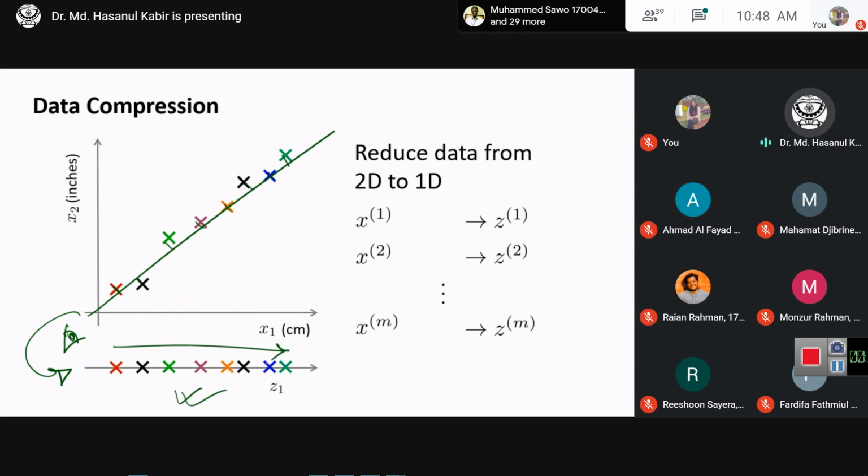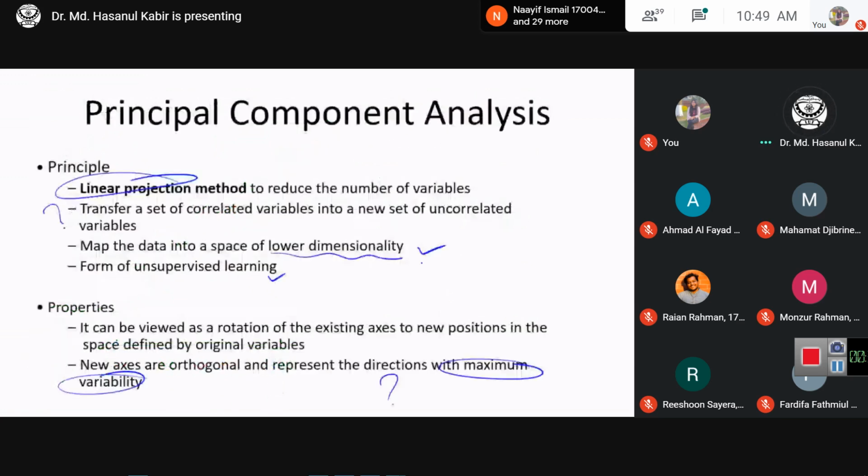And how about the variance of this data? What do you think? Is it small or is it large? It's large, sir. So we have talked about the previous slide. That means we want to get the direction with the maximum variability. So I think we have got this point too, right?